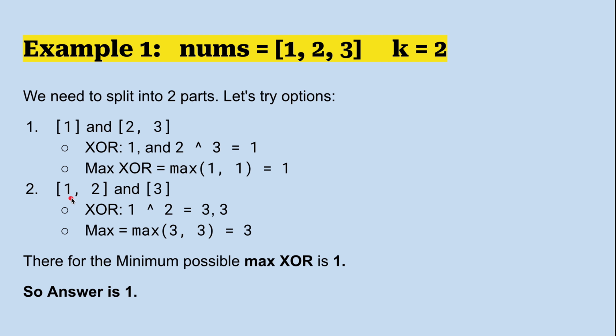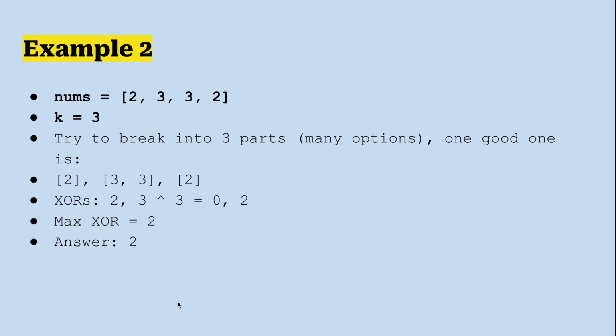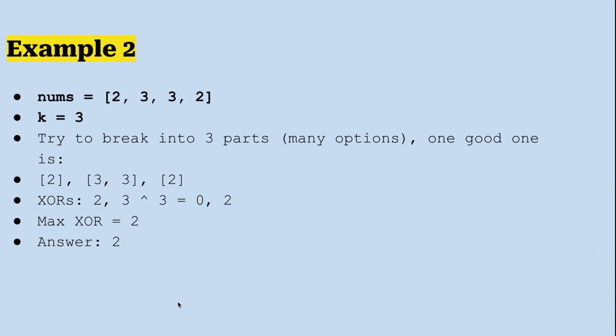In another one, we'll take 1 2 and 3. So XOR of 1 2, these two elements, will get 3. Another we have 3. So if we want to take the max, what will come, 3. It means therefore the minimum possible max XOR is 1 here, and so the answer is 1. I hope you understand the example, correct? Similarly, we have example 2, example 3. You can pause and you can see its answer.